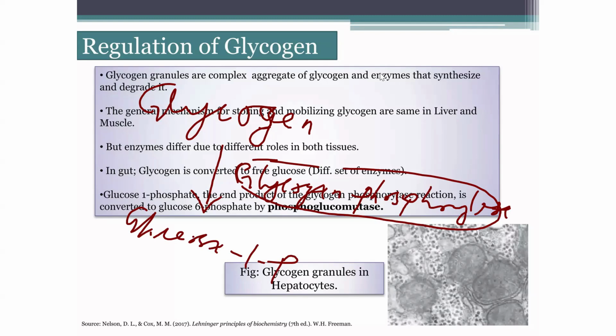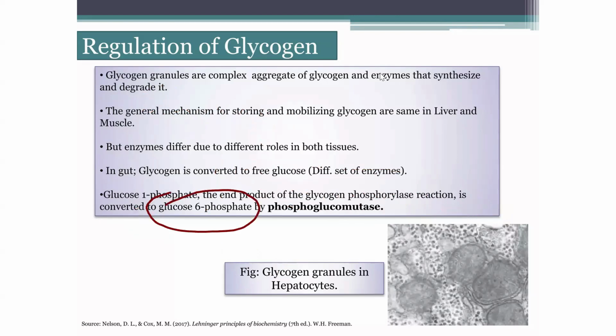And then an enzyme called phosphoglucomutase is needed, because our cells usually cannot recognize glucose 1 phosphate. So what will happen? Phosphoglucomutase changes the position of the phosphate in glucose 1 phosphate from position 1 to 6. So after the action of this enzyme, we will have glucose 6 phosphate.